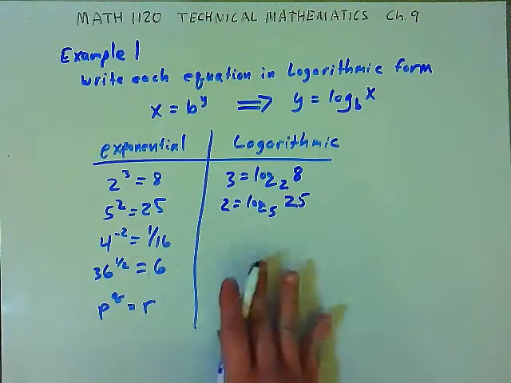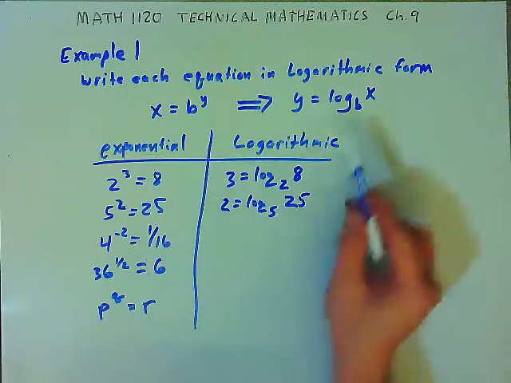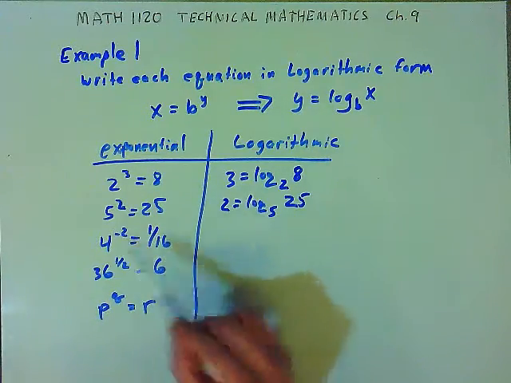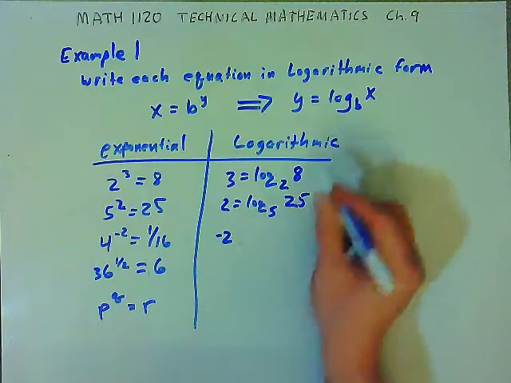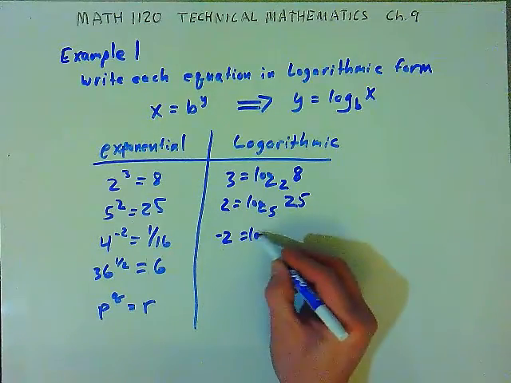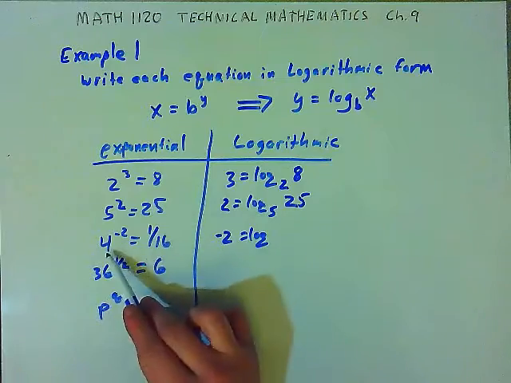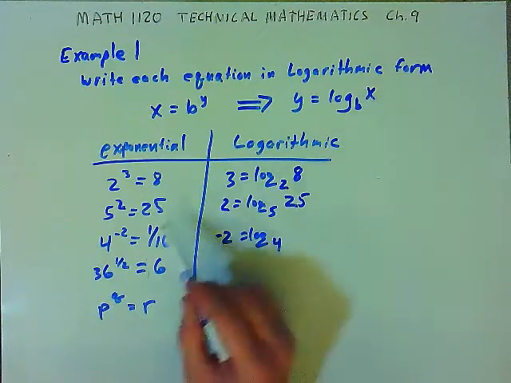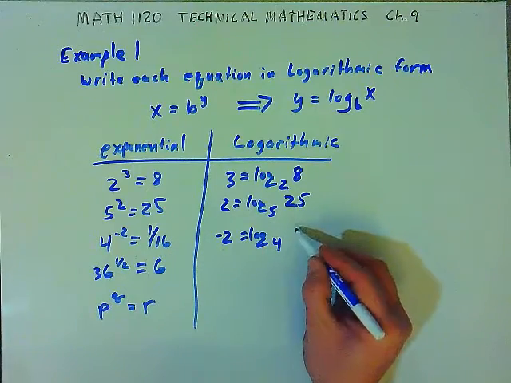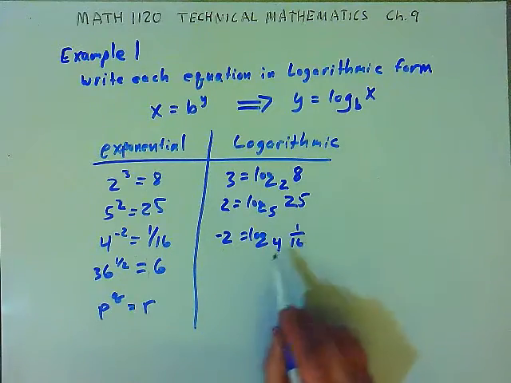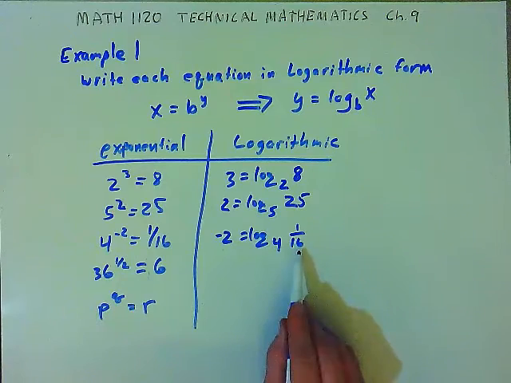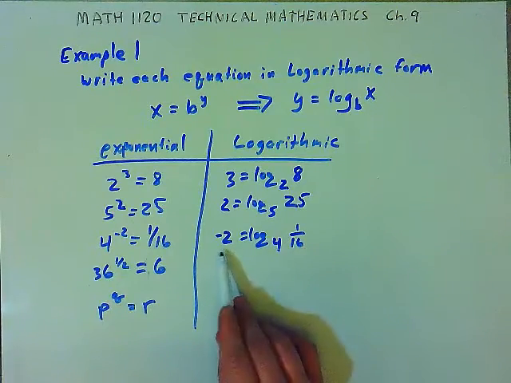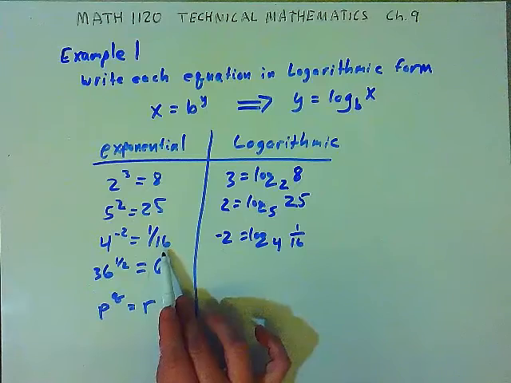And so we can do this for all of these. Again, y, over here y is negative 2, is equal to log of a base, and over here the base is 4. And then x, the answer is 1/16. So we're saying 4 to what power is equal to 1/16? The answer is negative 2. 4 to the negative 2 power is 1/16, right?